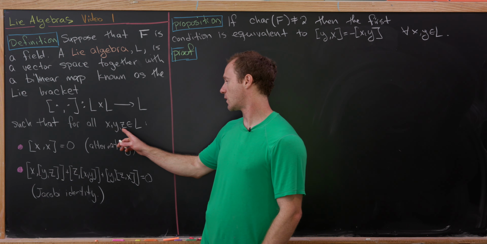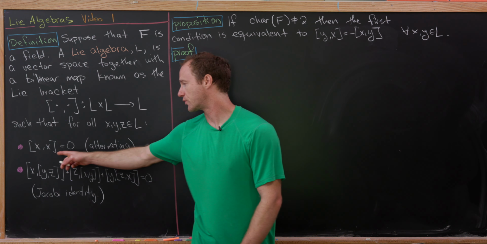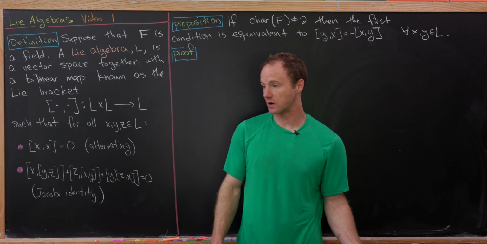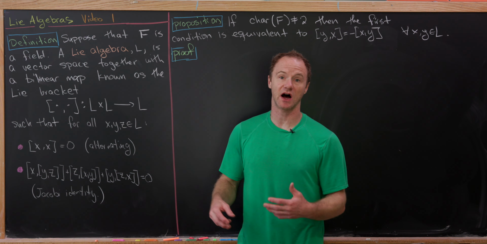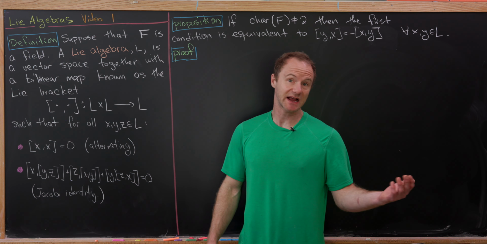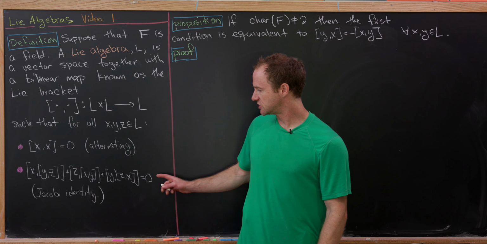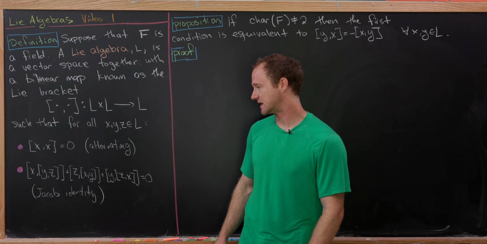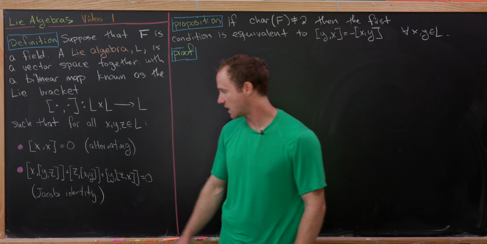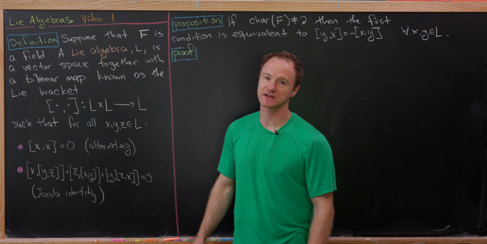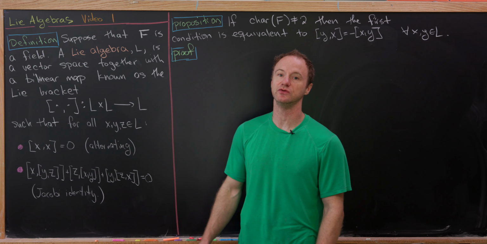So for all x, y, z in L, we have to have this alternating condition that if you bracket x with itself, you get 0. And then we've got this other condition that controls how non-associative this operation is, which I should point out, Lie algebras are a class of non-associative algebras. So we have this so-called Jacobi identity. We've got the bracket of x with the bracket of y z, plus the bracket of z with the bracket of x y, plus the bracket of y with the bracket of z x, is equal to 0.